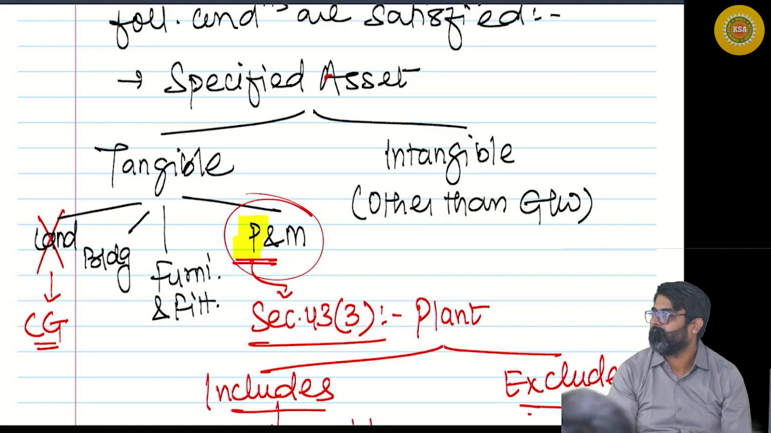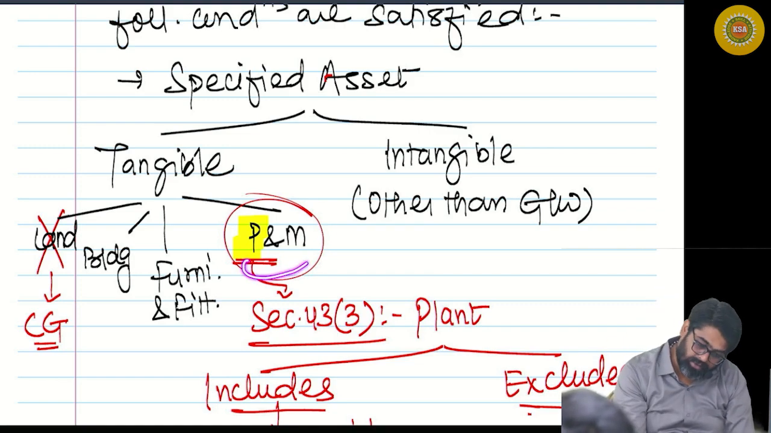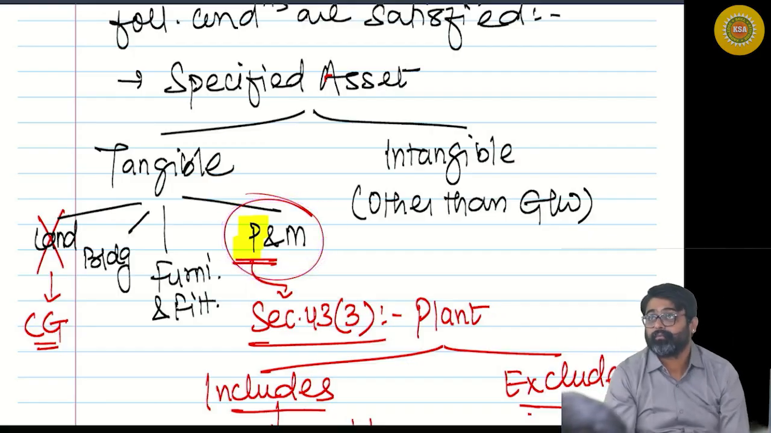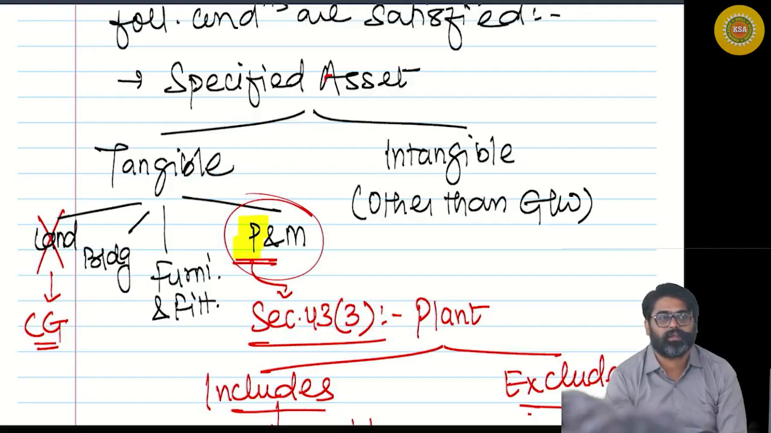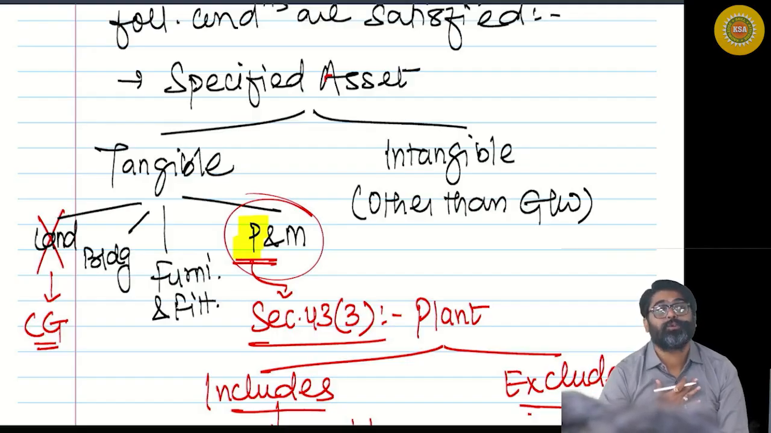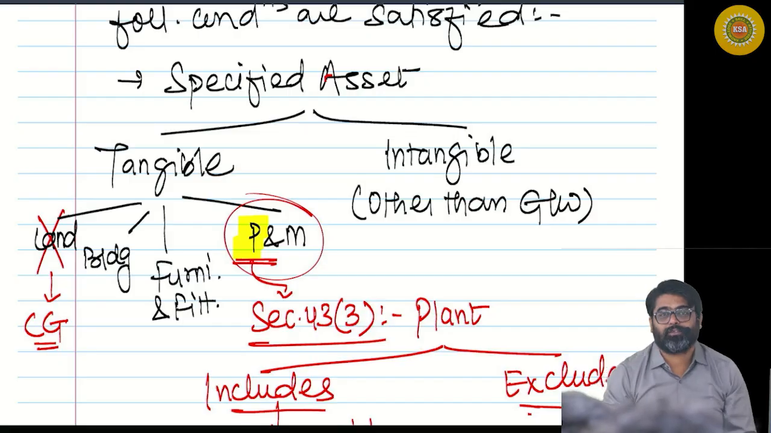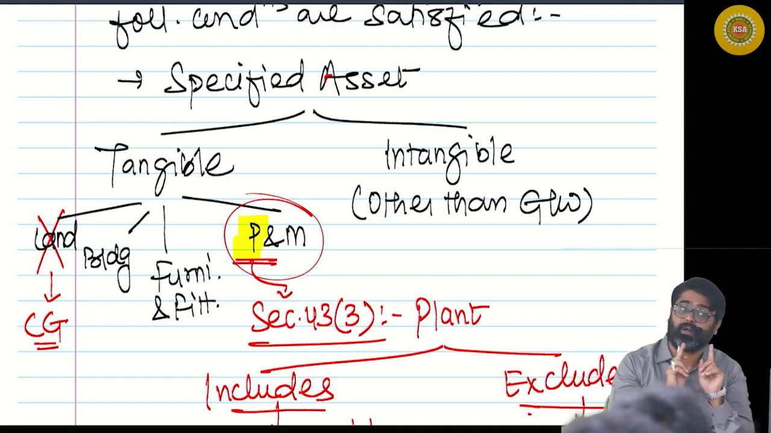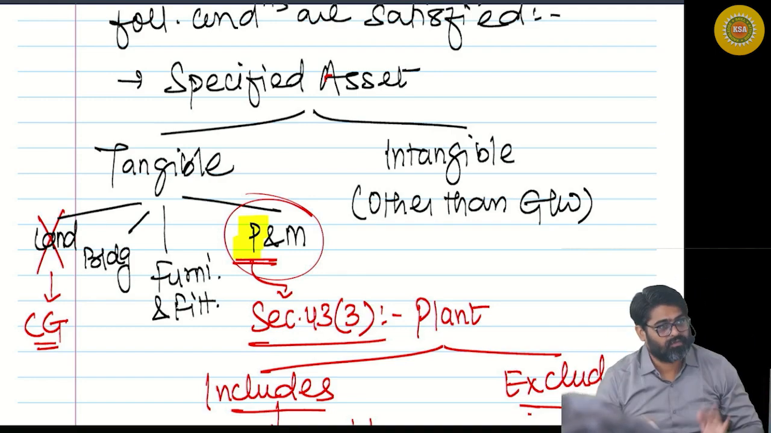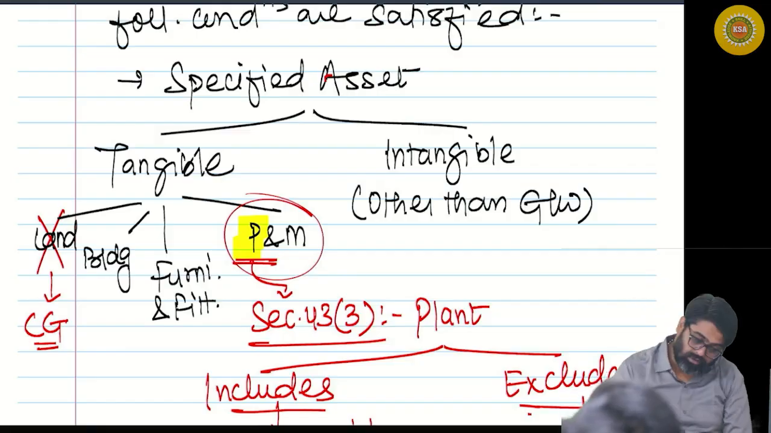Getting my point? But anything which is not a building, not a furniture or fitting, will be treated as plant and machinery. Projector, computer, plant and machinery. Then air conditioners, plant and machinery. The car used to bring the professors to the classroom, plant and machinery. Every asset is plant and machinery if it is not a building or a furniture or fitting. Yes or no? Now the term plant is also defined.